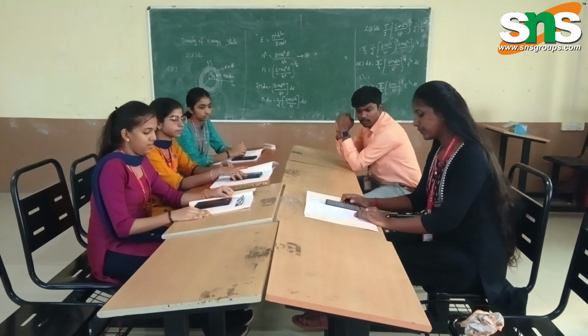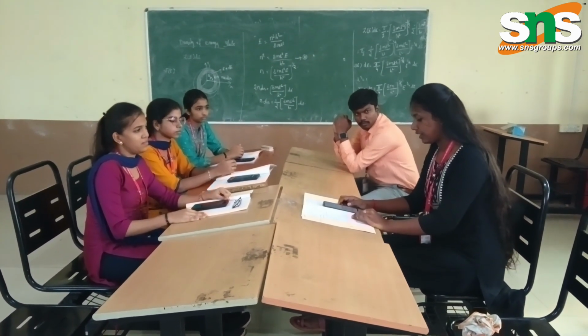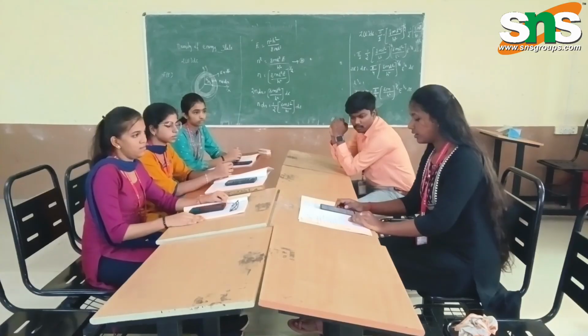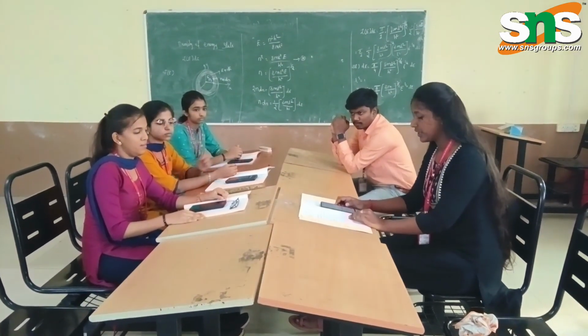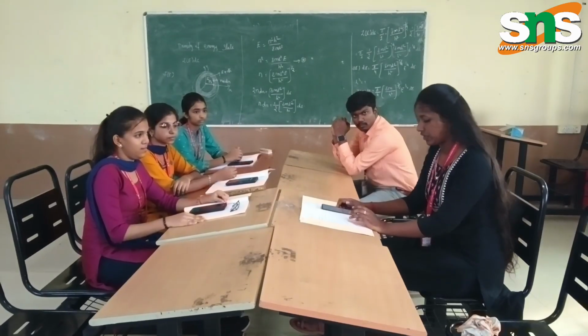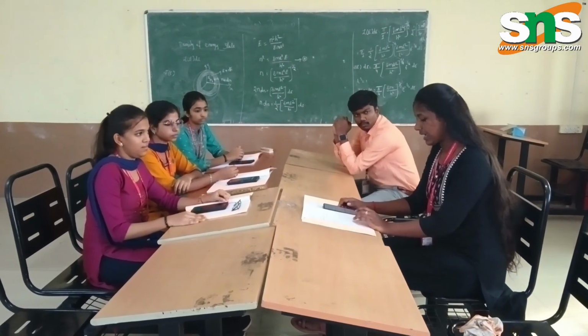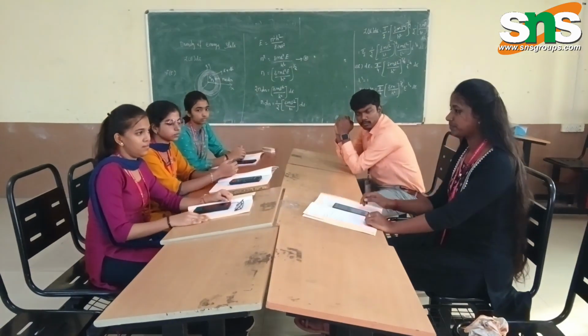And the fifth one is line inclined to VP and parallel to HP. Top view is true length, showing the angle. Front view is shorter length. And the sixth one is line inclined to both HP and VP. Top view is shortened and front view is shortened.